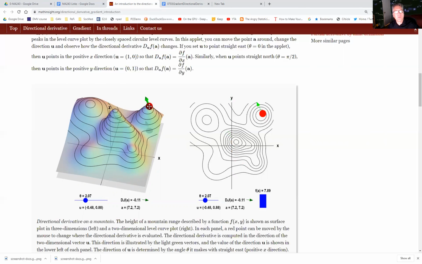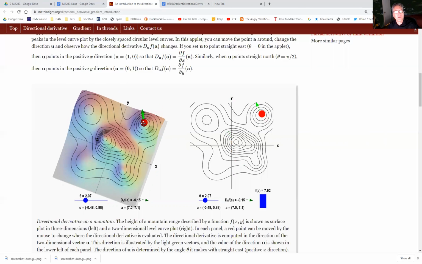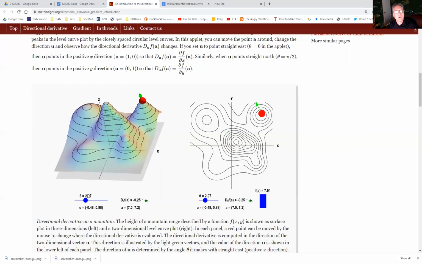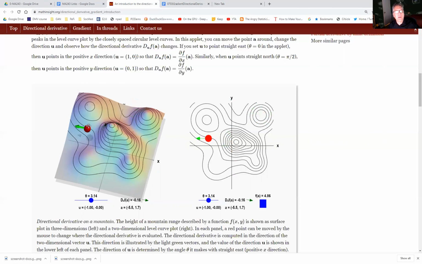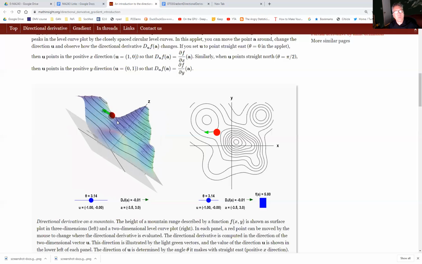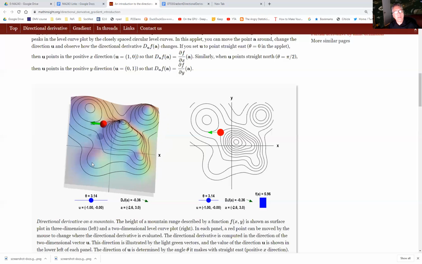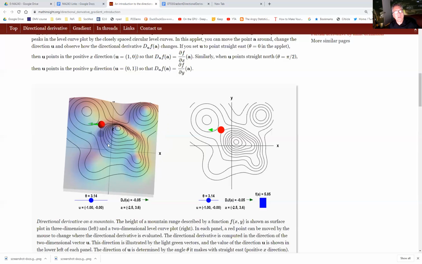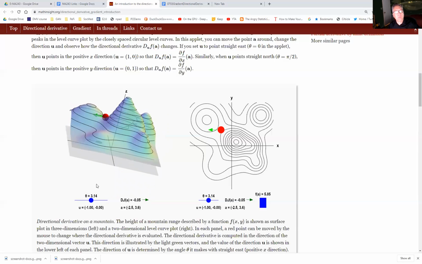Suppose I move the point to the top of a hill. Then the directional derivative in any direction is very small. The same thing happens if I move it to a saddle point. Like there's a saddle point right there. There's not a minimum or a maximum, but the ground is flat there. So the directional derivative is very small in any direction.